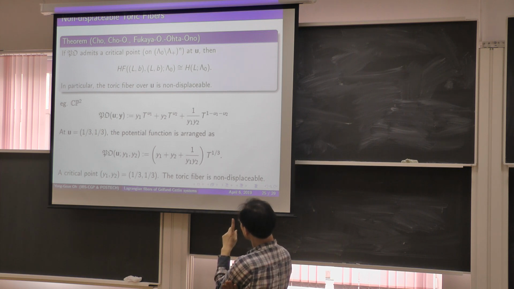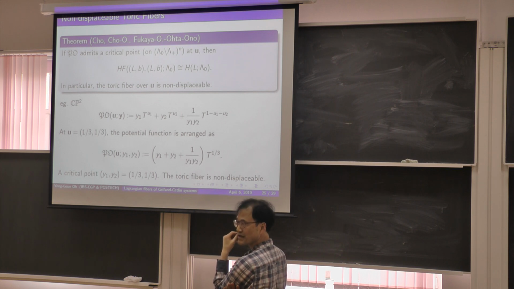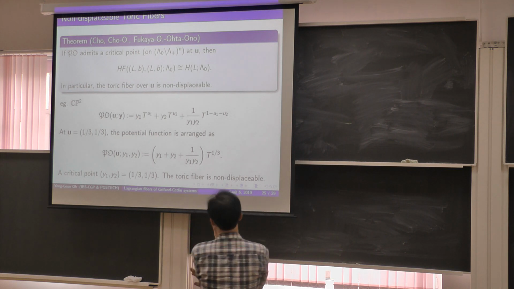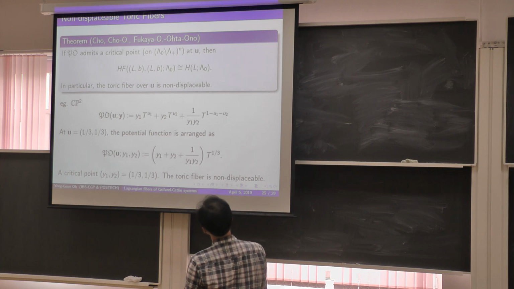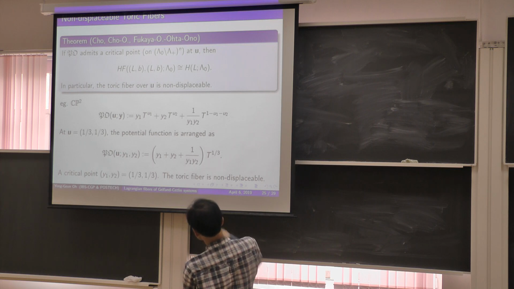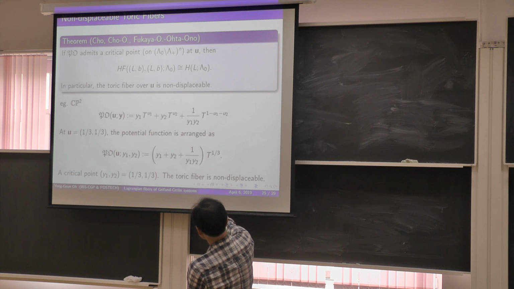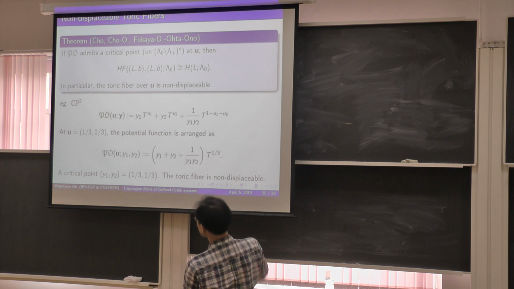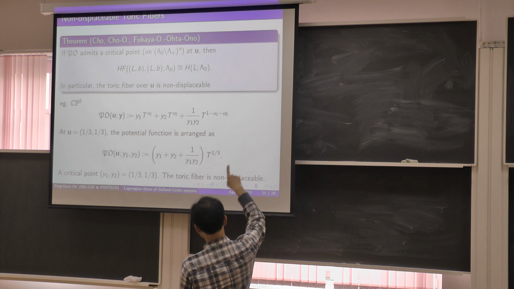And he proved the barycenter of this polytope for CP2 is the only Lagrangian fiber whose Floer cohomology is non-vanishing. So in the CP2 case, the only position which admits a critical point of this potential function is exactly the barycenter of the moment triangle of CP2.